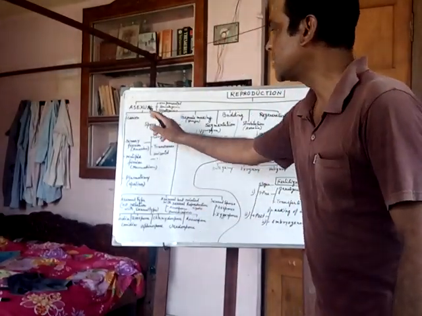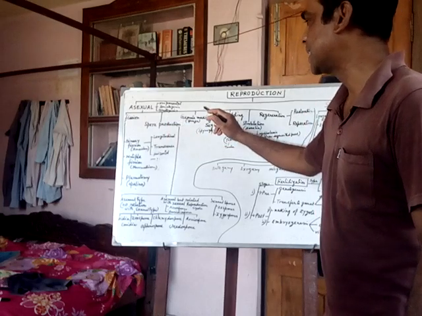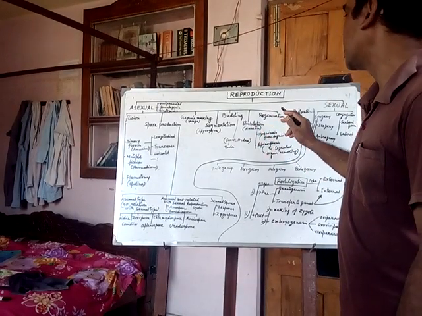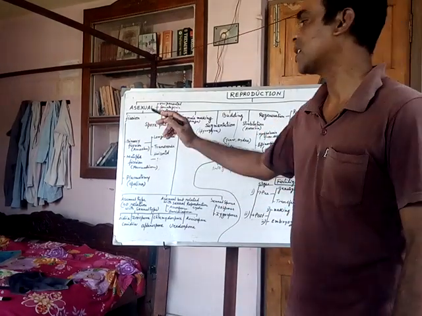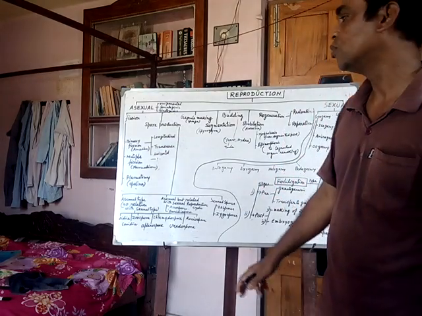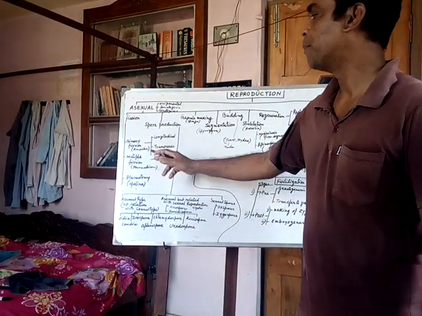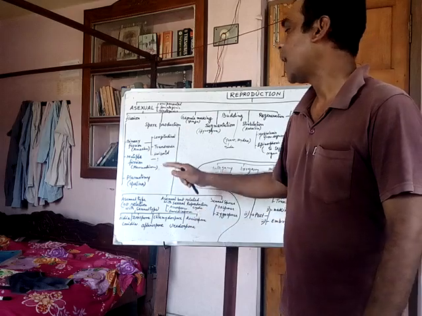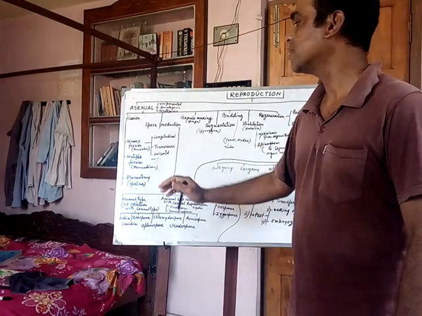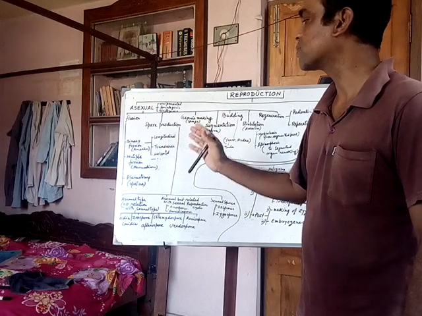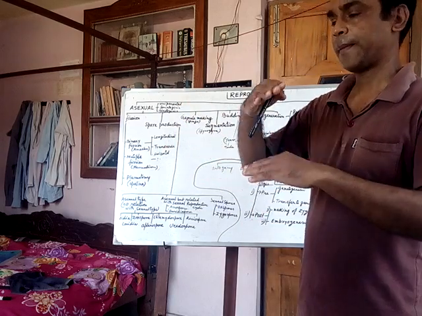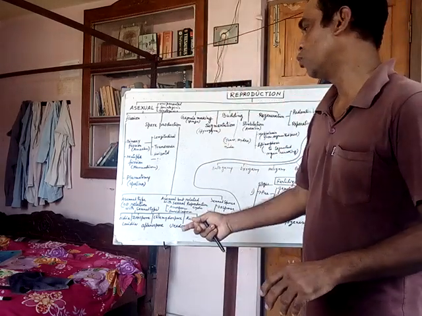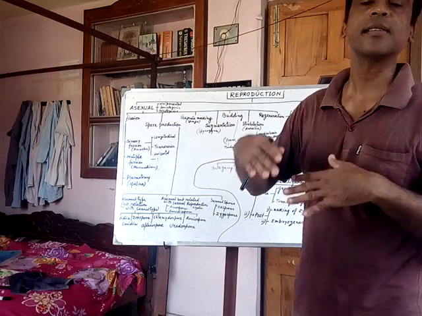Now we can elaborate the types of asexual reproduction, that is seven types: fission, spore production, gamete making, segmentation, budding, sterilization, and regeneration. The fission is further divided into three types: binary fission, multiple fission, and plasmotomy. Binary fission is classified into three types: longitudinal, that is Euglena; transverse, that is Paramecium; and horizontal, that is Amoeba.